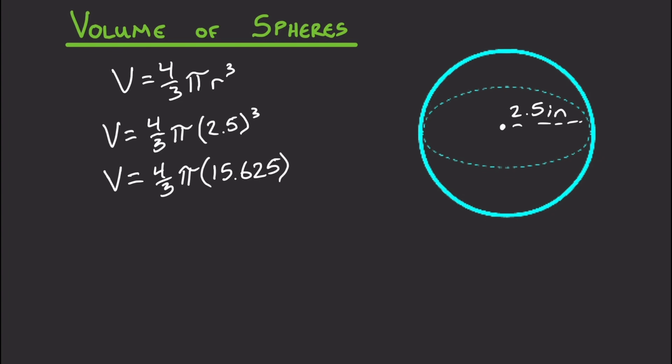So let's go ahead and multiply that 4/3 and that 15.625, and that is going to give us volume equals 20.83 pi. All right, so let's go ahead and multiply that. I'm going to plug it into our calculator, and I'm going to round to the hundredths place. So this is going to equal volume equals 65.45 inches cubed.